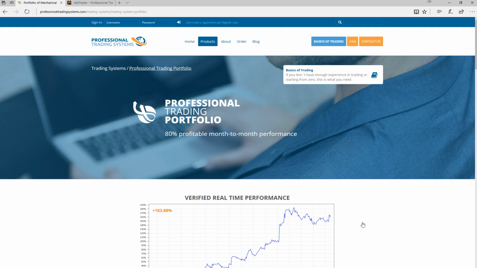So here we have professional trading systems, professional trading portfolio. It's actually a portfolio of two of their systems, which combines the professional breakout trading system and also the professional reversal trading system. They work basically completely opposite to each other. They were designed by these guys to complement each other. Both systems trade the euro-dollar only and trade on the 1 hour time frame.